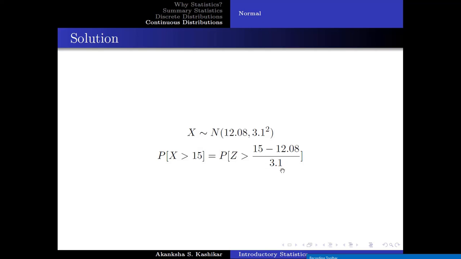The Z score of this will be 15 minus the mean value 12.08, divided by the standard deviation 3.1. Whatever this value is, it will be roughly around 1, because 15 minus 12 is roughly 3 and this is again 3.1. So this will be roughly around 1, and the probability of Z being greater than 1 we saw is roughly 16%, as we saw just now in the table. So this is how normal distribution can be used for solving such problems, and as I said, generally we convert to Z score first so that we can use the standard normal tables. Okay, so far?